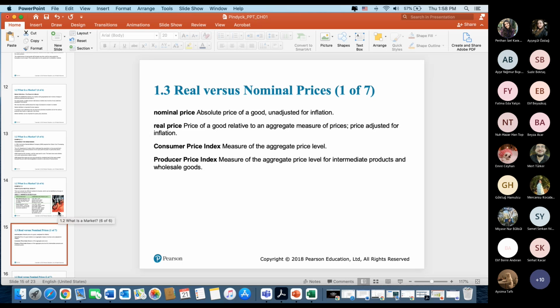The consumer price index is the measure of the aggregate price level, and the producer price index is the measure of the aggregate price level for intermediate products and wholesale goods. Generally we use CPI. You know very well the Turkish name of it. Do you have any idea about CPI? CPI gives us the change in the inflation rate in the country by using the prices. So we calculate how there is a change. The producer price index is for production.